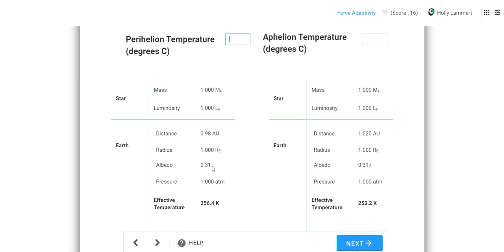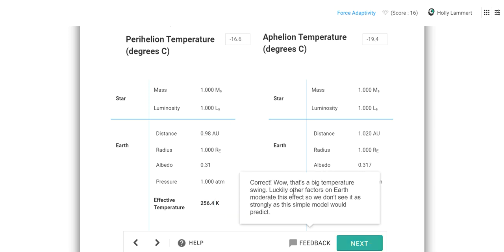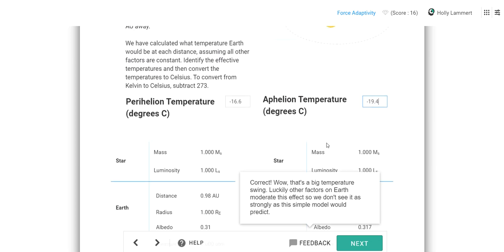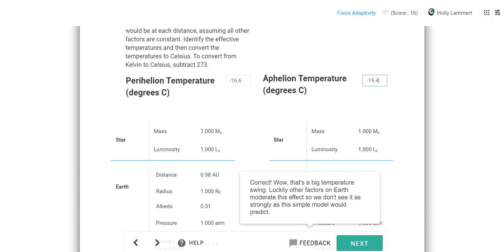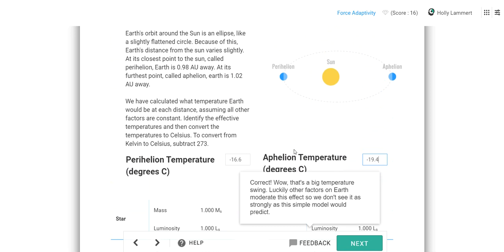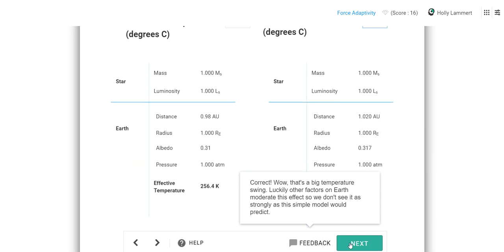Okay, so let's take a look here. We have 256.4 minus 273. Go ahead and do that math. Okay, so we got negative 16.6 and negative 19.4. So which one is cooler? The aphelion, and that's the furthest from the sun. That makes sense, by about 3 degrees. So that's kind of a big difference.